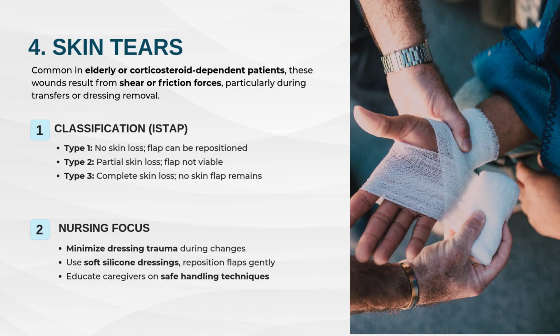Skin tears are common in older adults or steroid-dependent patients. They occur with minimal trauma, like a reposition or tape removal. Classification: ISTAP. Type 1, no skin loss, flap is viable. Type 2, partial flap loss, not viable. Type 3, full skin loss. Healing can be acute or chronic depending on depth and care. Nursing focus: reposition flaps gently if viable. Use soft silicone dressings. Educate caregivers on safe handling. Prevention is key. Handle skin like silk.